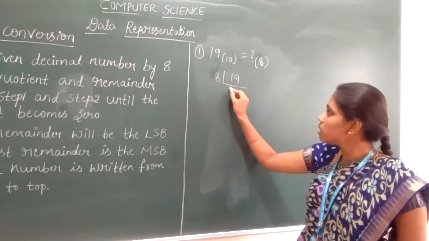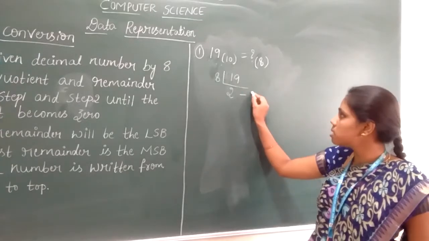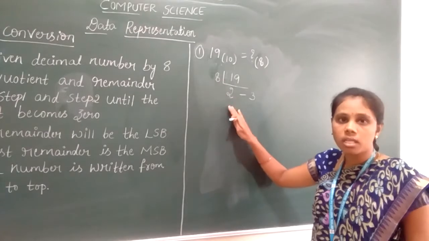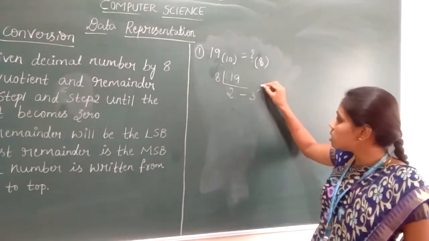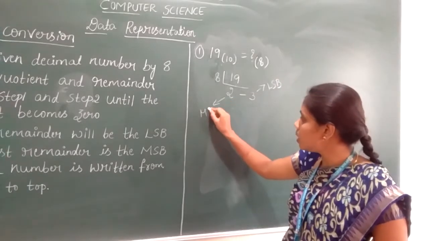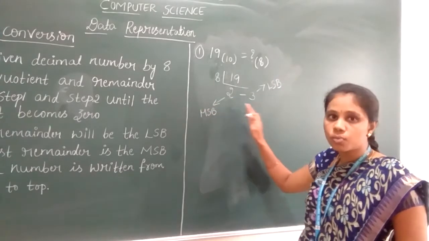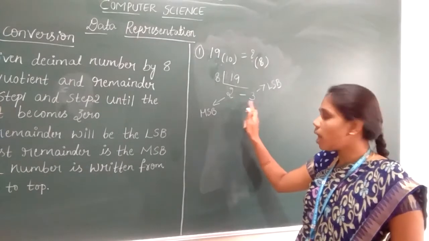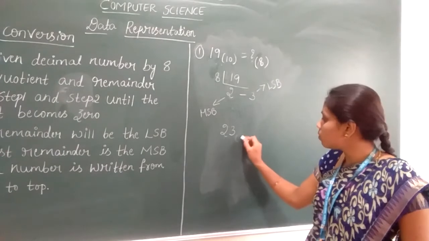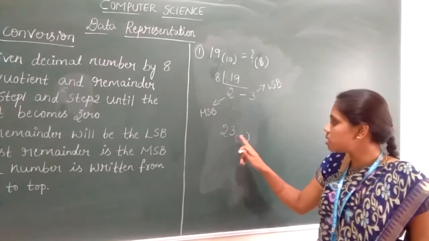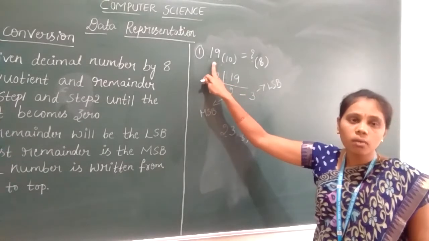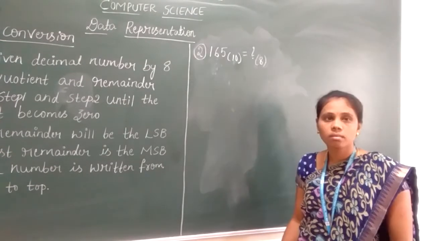Now 8 2s are 16. The remainder is 3. Again, 2 cannot be divided by 8, so I will stop this process. Now this is your LSB and this is the MSB. Write the values from bottom to top. We have only one step here. I will write 2, 3, with base 8, because this is the octal equivalent value for the given number 19.